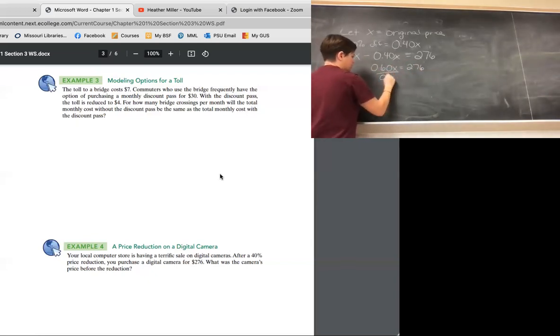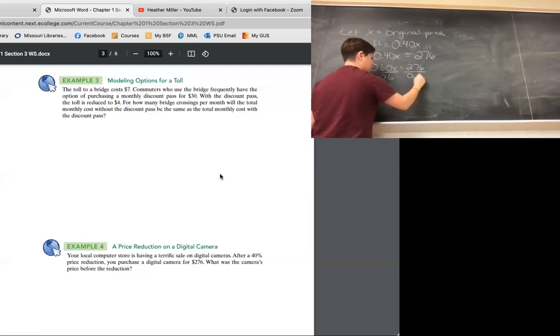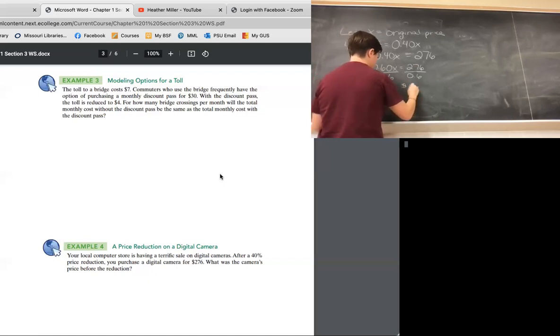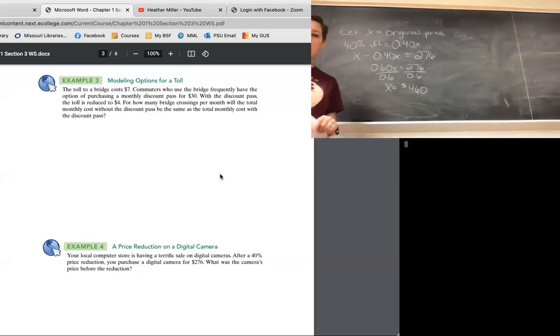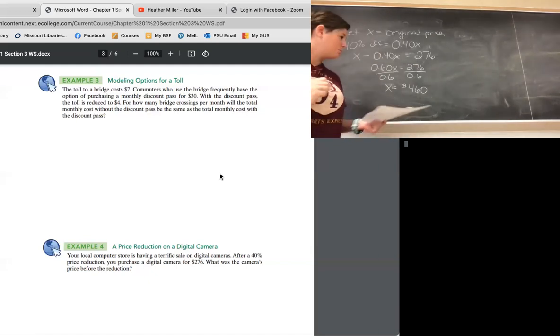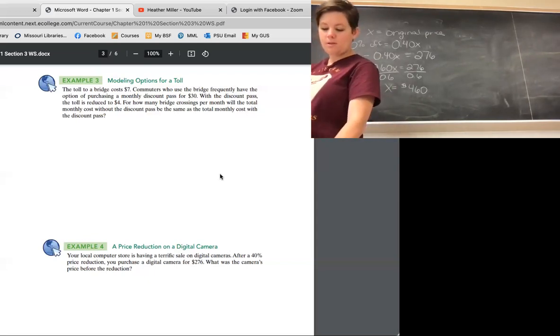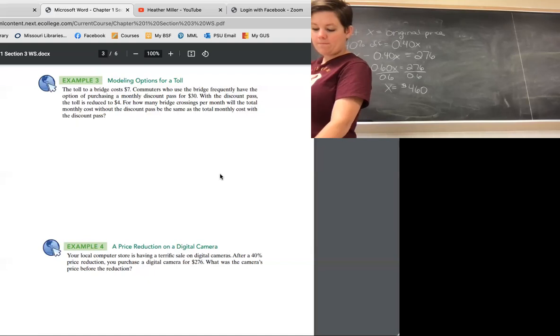Divide both sides by the 0.6. And you get x is $460. So the original price of our camera was $460. We took 40% off of that and we bought it for $276. Hopefully that's not too bad.